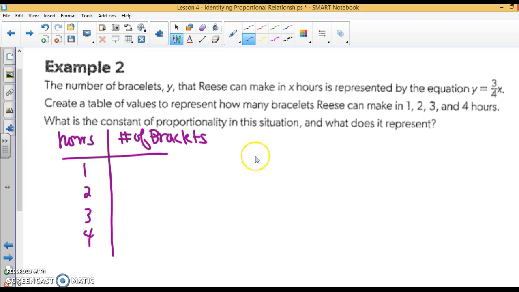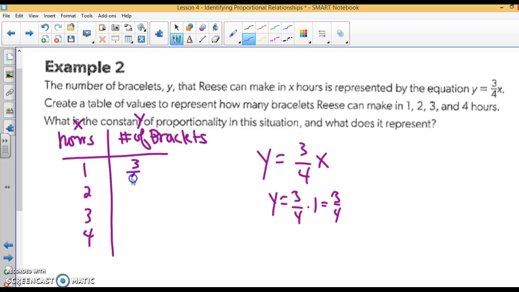Well, I'm going to use this equation. Y equals 3/4 x. So, this is going to be x. This is going to be y. So, if I substitute 1 in, I'll have y equals 3/4 times 1. That's 3/4. So, she can make 3/4 of a bracelet in 1 hour. If I plug in 2, y equals 3/4 times 2. I'm going to get 1 1/2. She can make 1 1/2 bracelets in 2 hours.